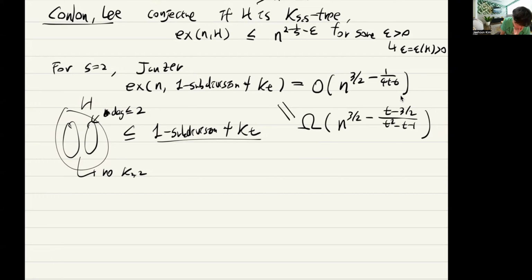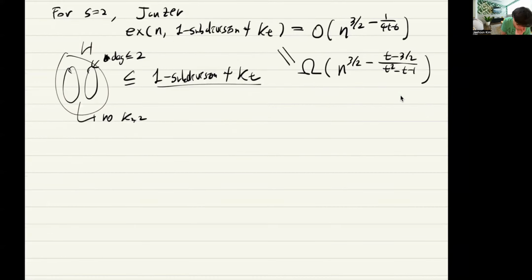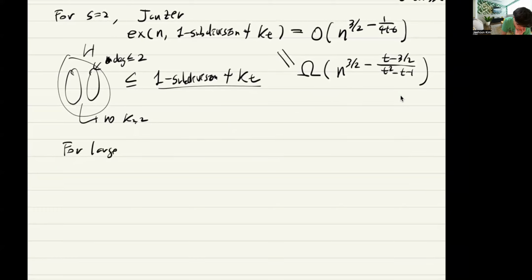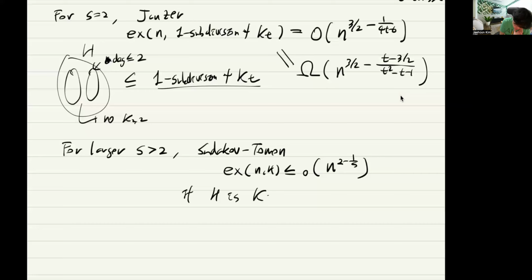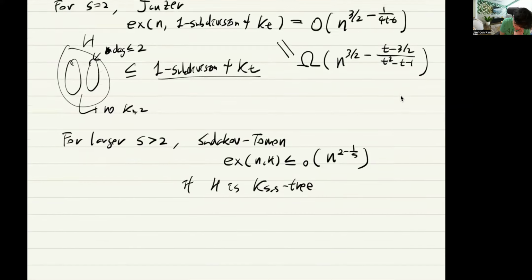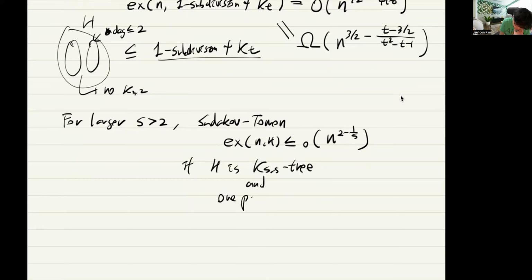So that's the state, and for rider S, Sudakov and Tomon, Esteban Tomon, prove that the extremal number of H is O of n to the 2 minus 1 over s, if again H is K_{s,s} and one part has degree at most s.